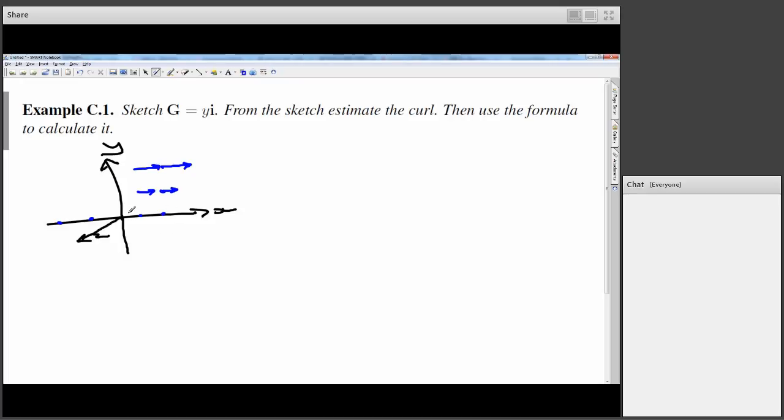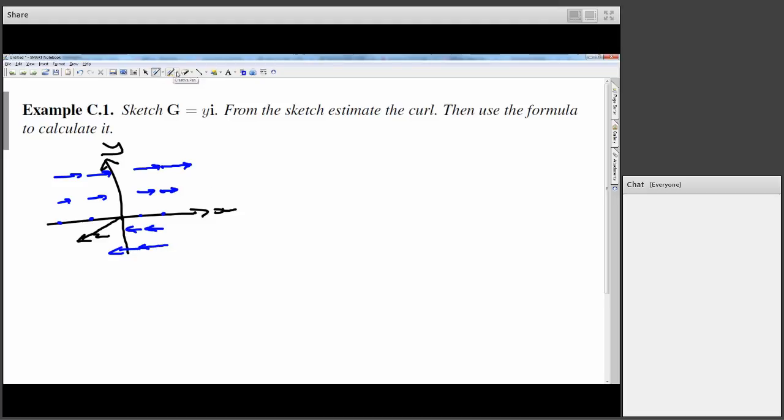So that's sort of what it looks like. If you go other places, you get these sort of vectors. And if you go below, so if you did x equals 2, y equals minus 1, you see the arrow goes in the negative i direction. So it goes backwards. So that's approximately what the vector field looks like.